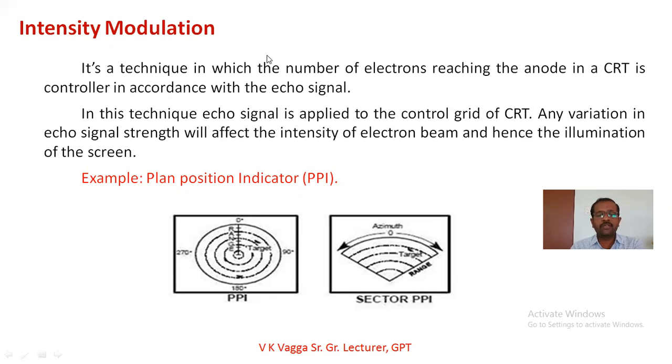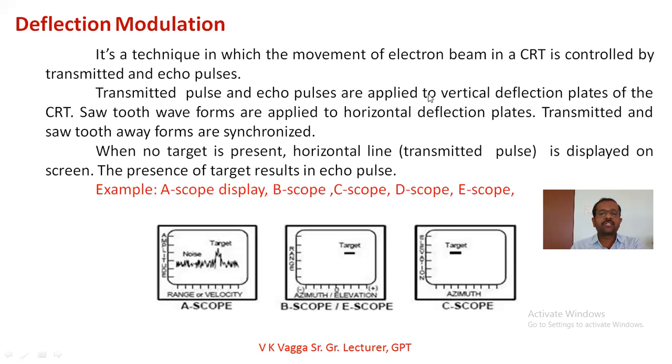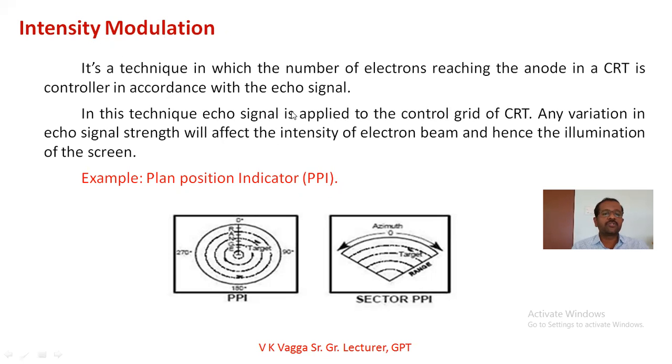But in the case of deflection, the actual signal is applied to the vertical deflection plates. In this case, the actual signal is applied to the control grid, which is the only difference. This is about the intensity modulation.